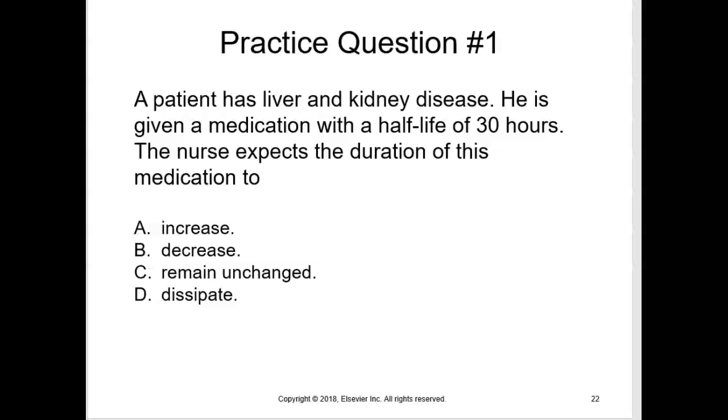For practice question number 1, the correct answer is A. Metabolism and elimination affect the half-life of a drug. With liver or kidney dysfunction, the half-life of a drug is prolonged, and less drug is metabolized and eliminated.